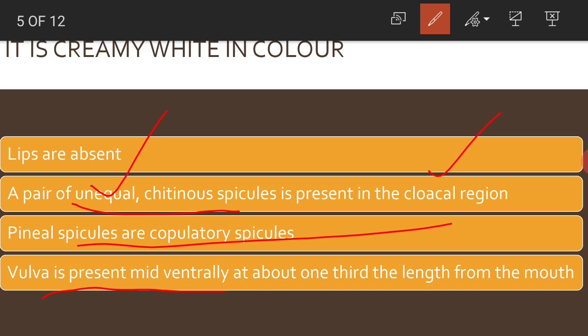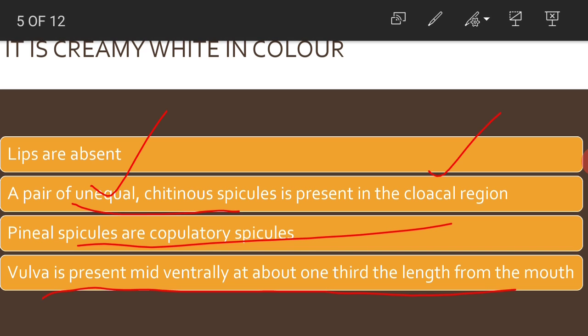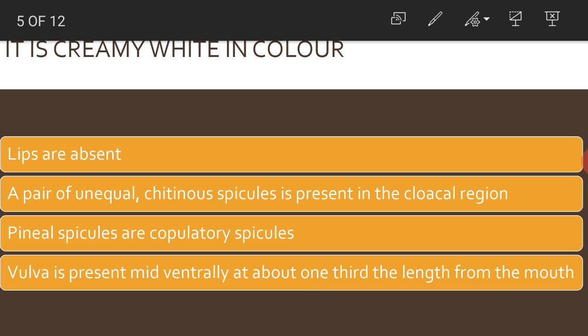Vulva is present midventrally at about 1/3 the length from the mouth. So this is the external feature of Wuchereria bancrofti. So it is creamy white in color, lips are totally absent, penial spicules are unequal and they are chitinous in nature. And these are nothing but copulatory spicules that are responsible for transferring sperms into the female.